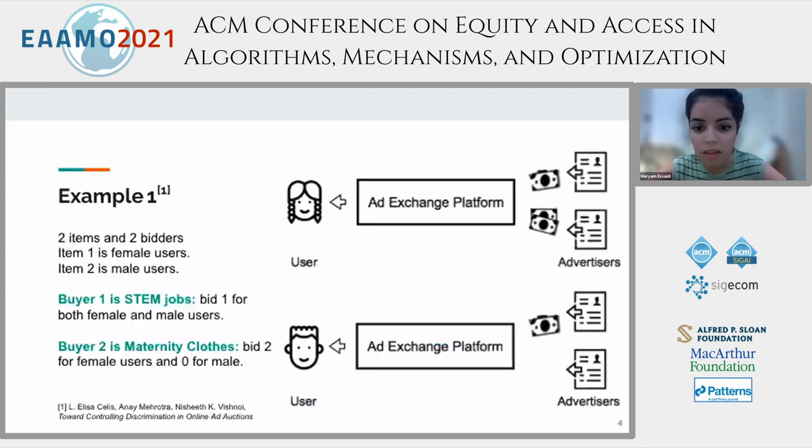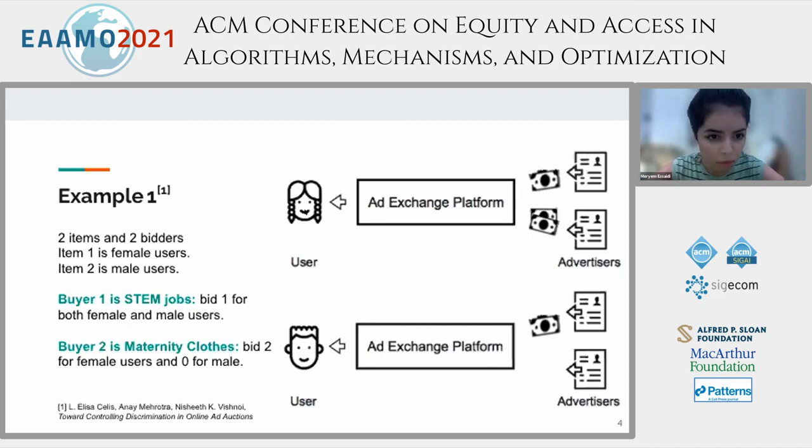So in this example, we have two items. Item one is female users, item two is male users, and we have two bidders. Buyer one here is STEM jobs, and buyer one is going to bid one for female users and one for male users. So they're not discriminating against either users. But we have a second buyer here, which is maternity clothes. And this advertiser here is going to bid two for female users, but nothing for male users, so zero.